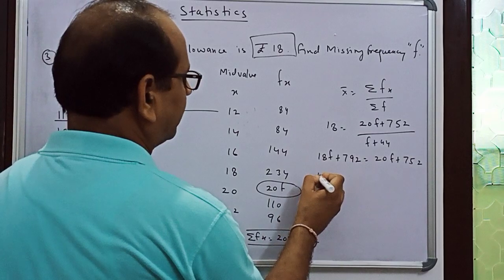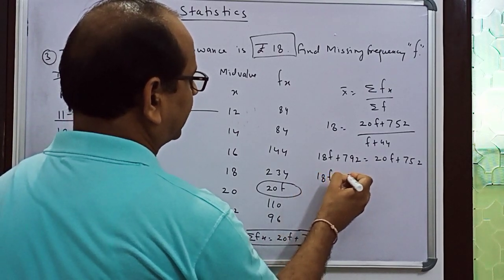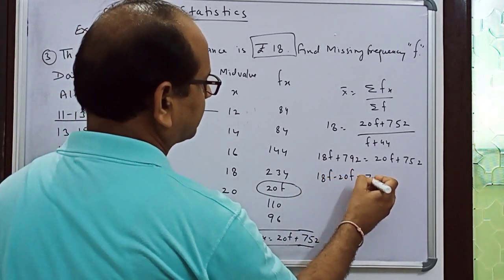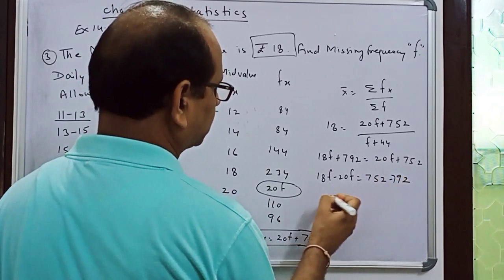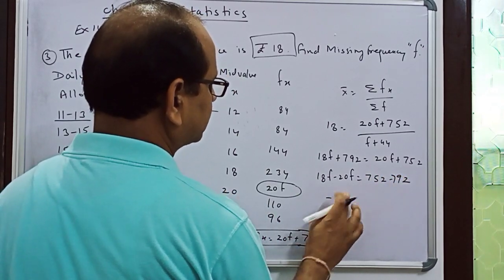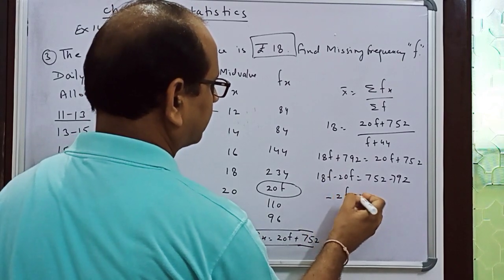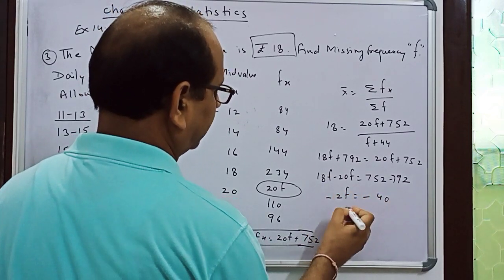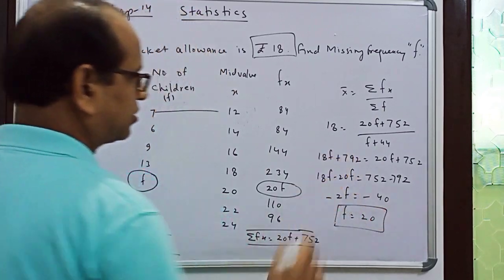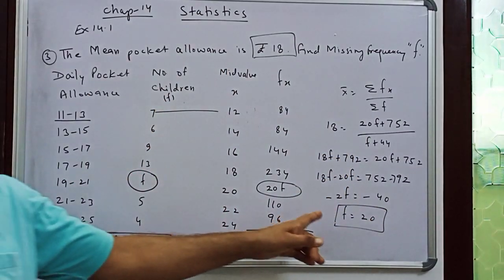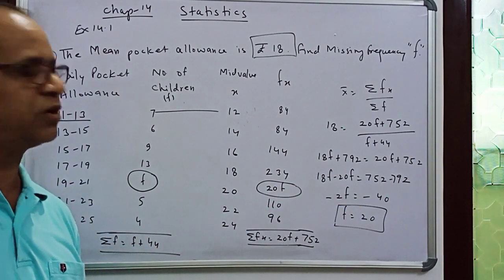Now we want to calculate the value of f. So 18f minus 20f and 752 minus 792. So it is minus 2f equals minus 40. So f equals 20. So the answer is f equals 20.